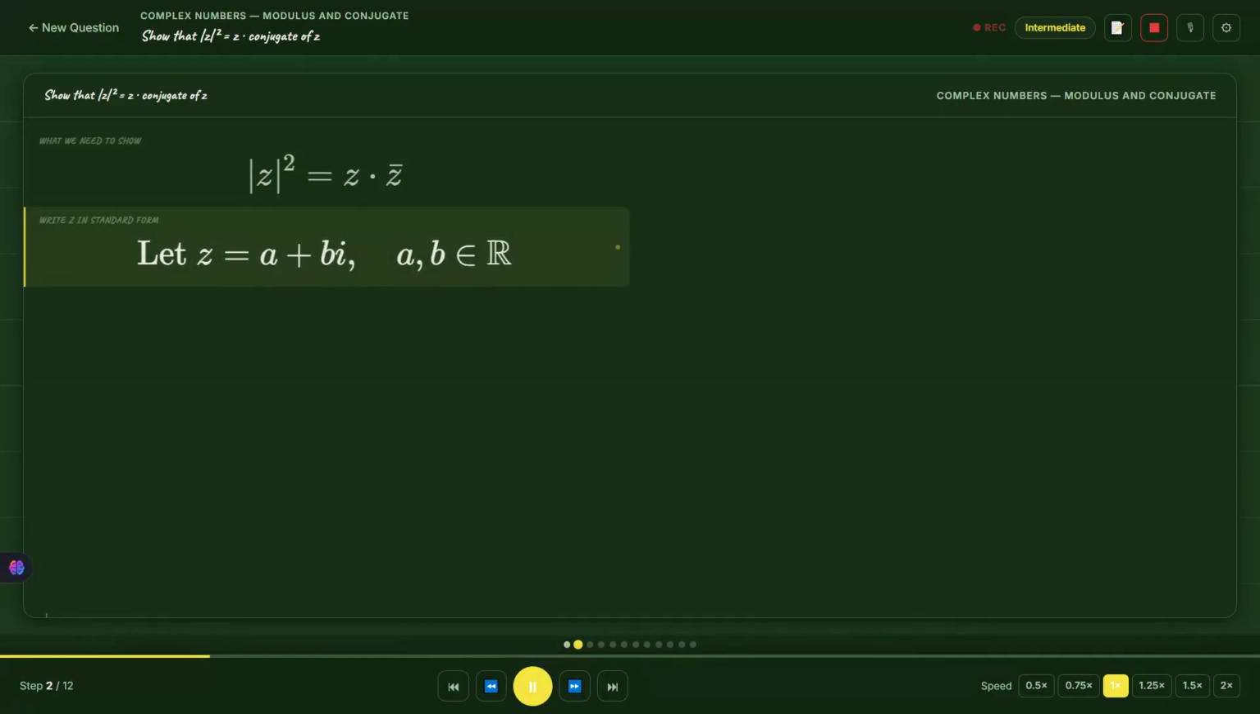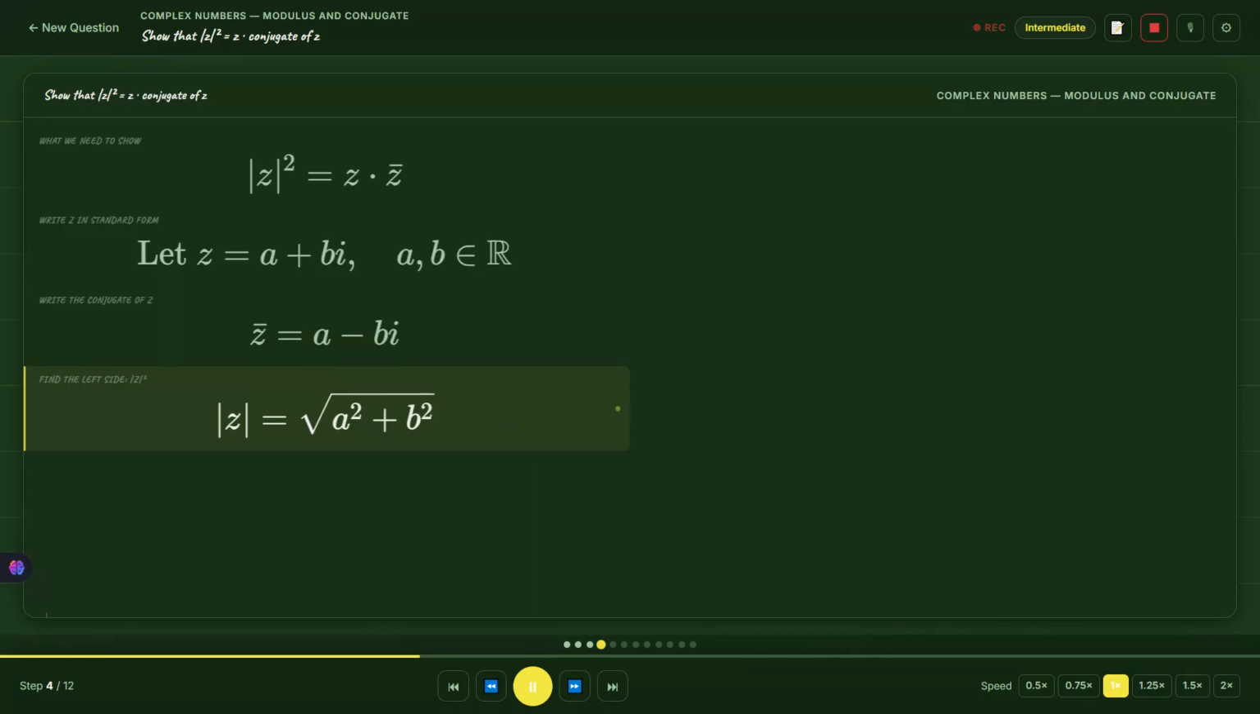Let's start by writing z in its normal form. We say z equals a plus bi, where a and b are just regular numbers. Now let's write down the conjugate of z. Remember, to get the conjugate, we just flip the sign in the middle. So a plus bi becomes a minus bi.